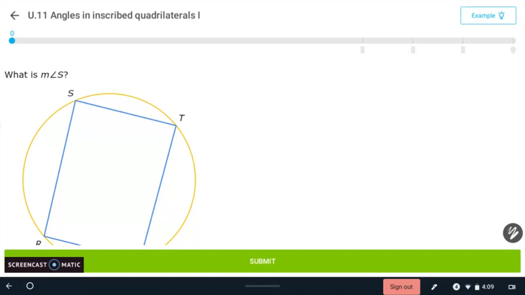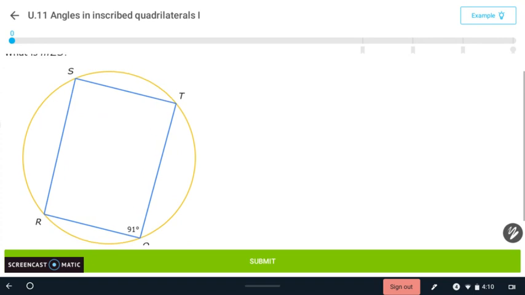Welcome to IXL U.11, where we're talking about angles inscribed inside of quadrilaterals. Wow, that was a little more of a tongue twister than I expected. So these, at least at the start, have a pretty straightforward rule. Hopefully you like the number 180 because we'll be using that a lot.